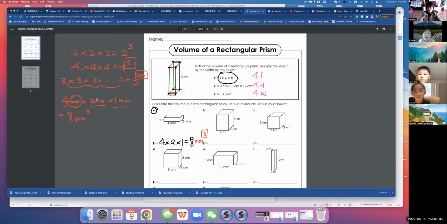So we have 1 millimeter, 2 millimeter, 3 millimeter times together. So that's why the unit is millimeter, or we say it 3 thingy, correct? Okay, so let's take a look.